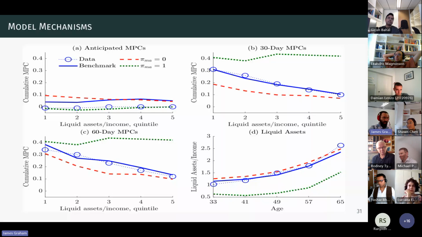You can see it right here. Look at panel B and panel C. The MPCs skyrocket; they jump right up across the whole wealth distribution. But what you get in return, in panel A, is that the green line goes all the way to 0. So you're exactly right. With a very high parameter, I can get the 0 anticipated response, but then I'm going to overstate the contemporaneous response.